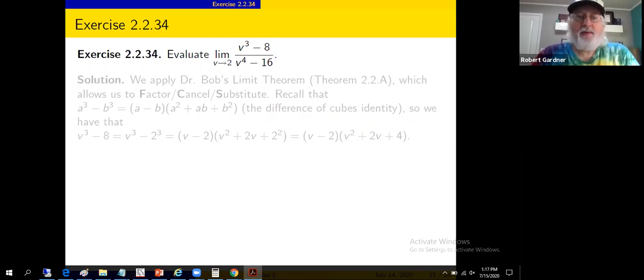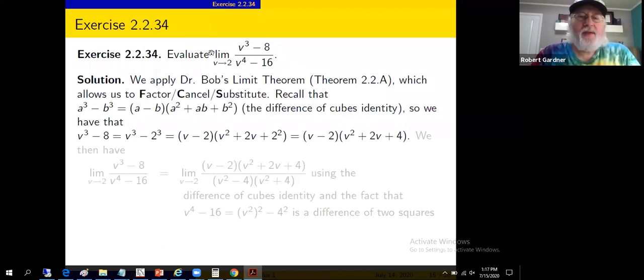This one's more interesting. All right, let's apply Dr. Bob's limit theorem. And we're going to factor, cancel, substitute, justifying each of those manipulations. The factoring, you know from your background, the canceling will justify with Dr. Bob's limit theorem, and the substitution will justify with one of those two theorems we just saw.